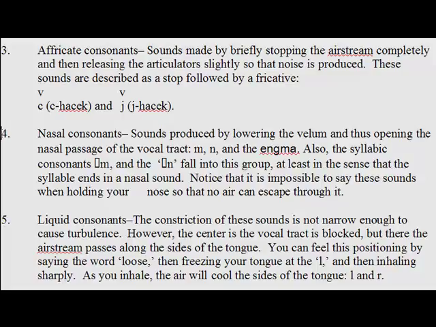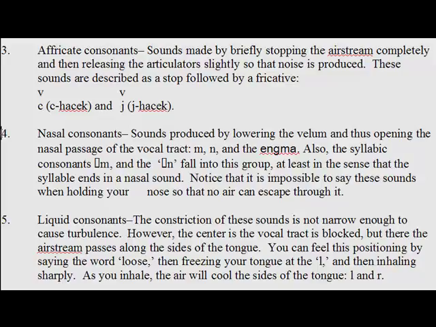Number 4, nasal consonants. Sounds produced by lowering the velum and thus opening the nasal passage of the vocal tract. The M, N, and the eng. For example, a word like sing. The NG is the eng. Also, the syllabic consonants m and n fall into this group. For example, possum and button. At least in the sense that the syllable ends in a nasal sound.